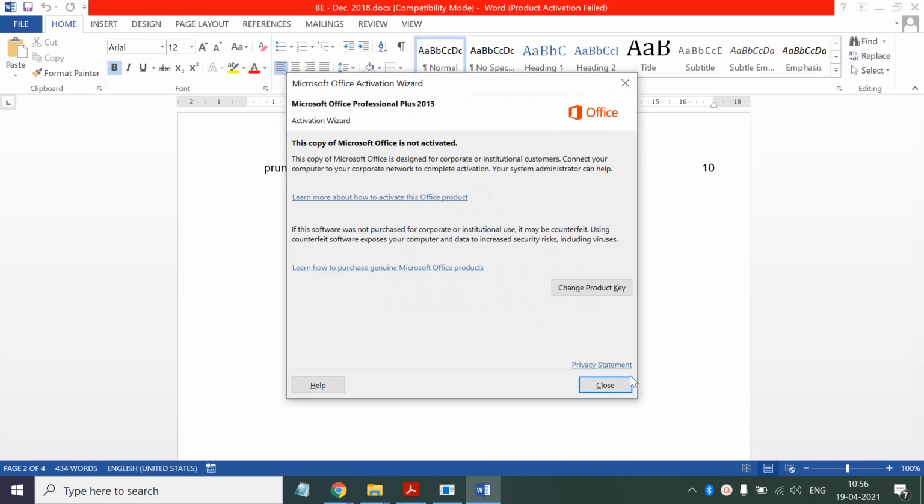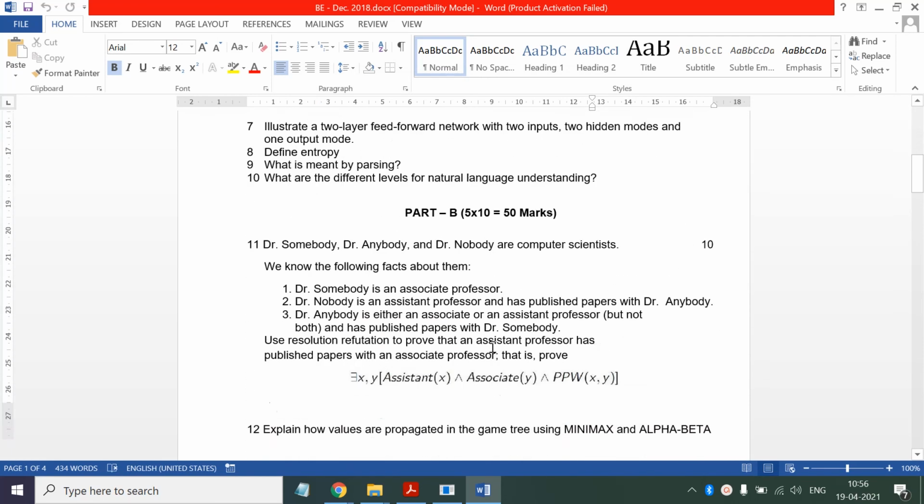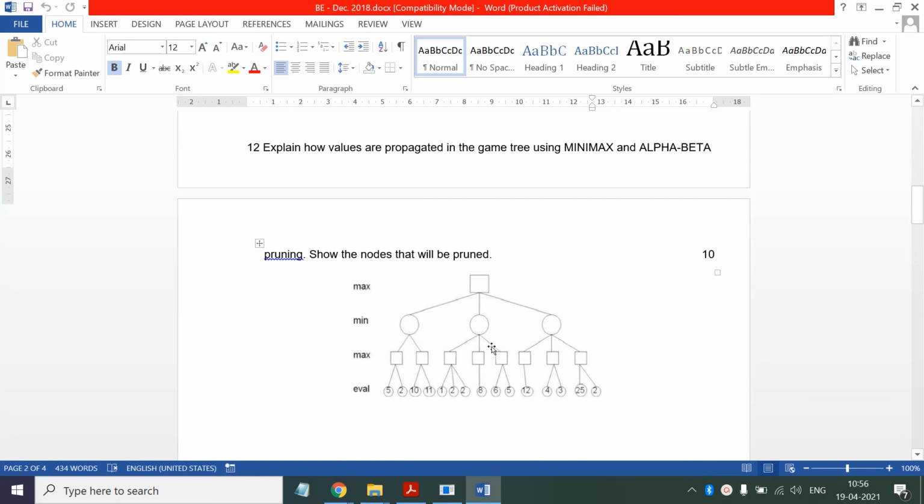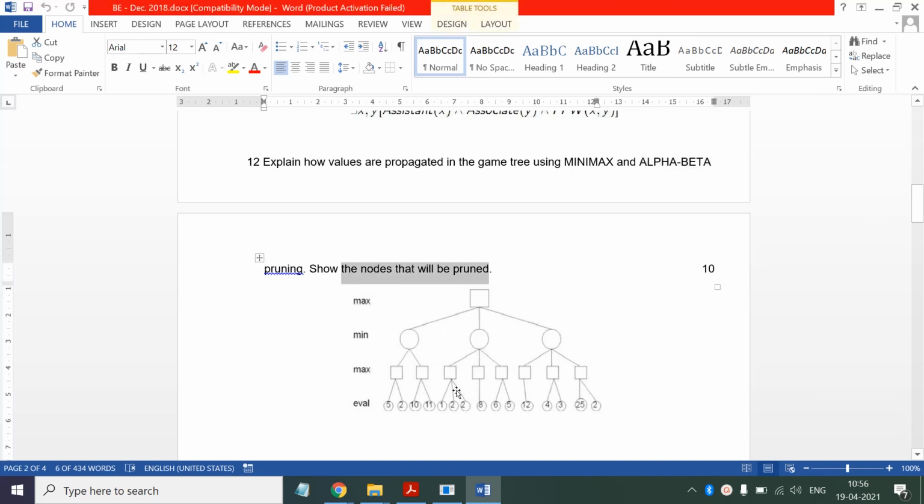As you can see, this is I think a Pune University paper. It is asked for 10 marks. Explain how values are propagated in the game tree using minimax and alpha beta pruning. Both algorithms you have to apply. From minimax you will get the optimal solution, so for alpha beta pruning also you should get the same solution. This is how you can cross check your answer, and then show the nodes that will be pruned. You have to indicate the nodes which are pruned. This is for 10 marks.